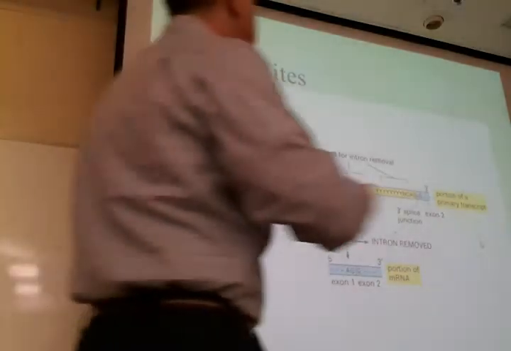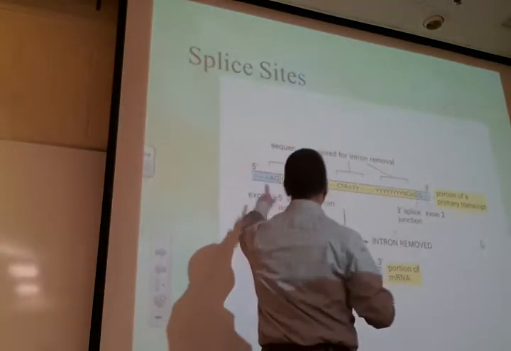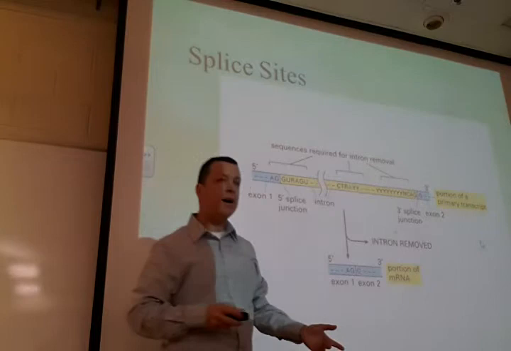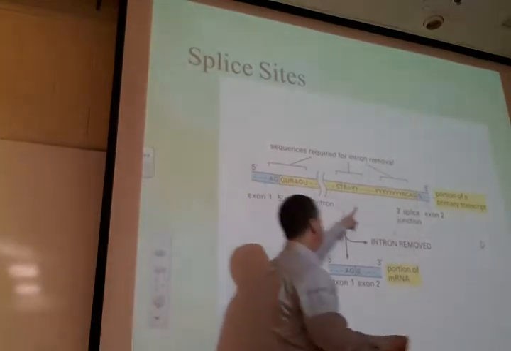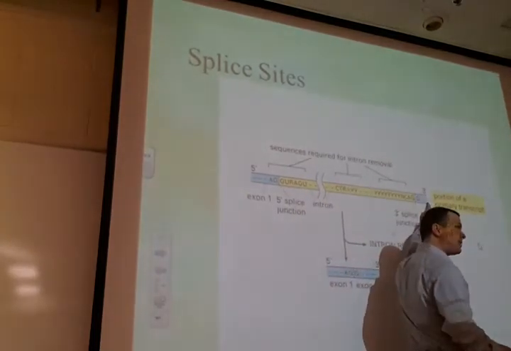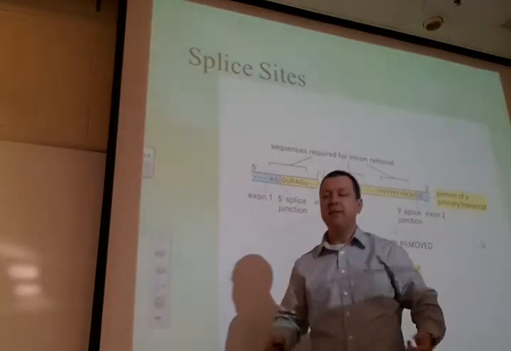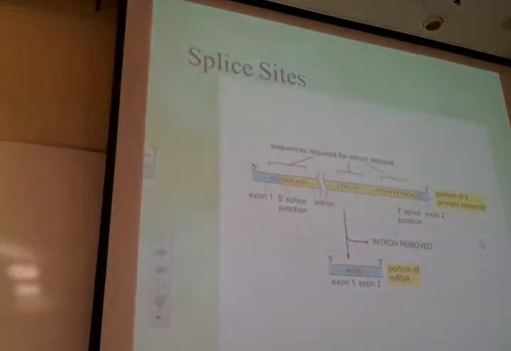So people started looking at the boundaries between an exon and an intron on one side, and then between the intron and the next exon on the other side. And guess what they found? They found specific sequences.